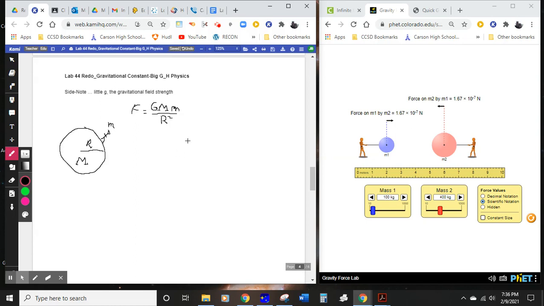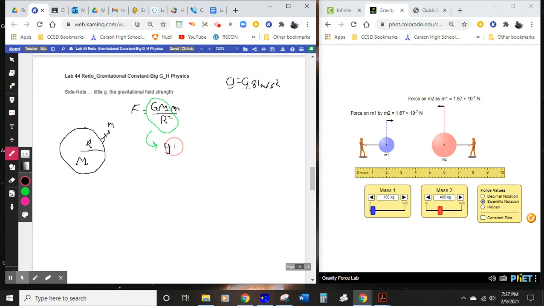All right, so we know from experiments that we've done in class that little g on the Earth has the value of 9.81 meters per second squared. So the question is, where does this value come from? Well, let me use a green pen and highlight this part right here. If we take this part and move it off to the side, this together is what we call little g.